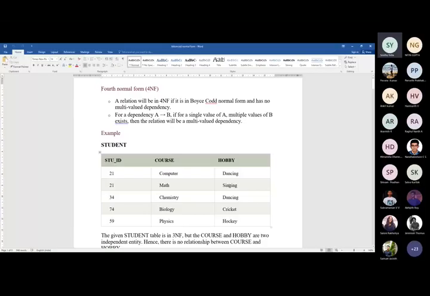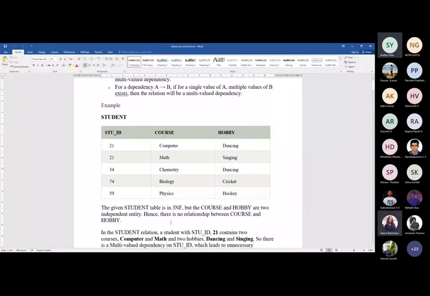Of this format, we say that the relation has multi-value dependency. Due to this multi-valued dependency, additional records are also created. So what are the additional records created in this relation? The table is visible, right? So what are the additional records that are being created due to multi-value dependency?